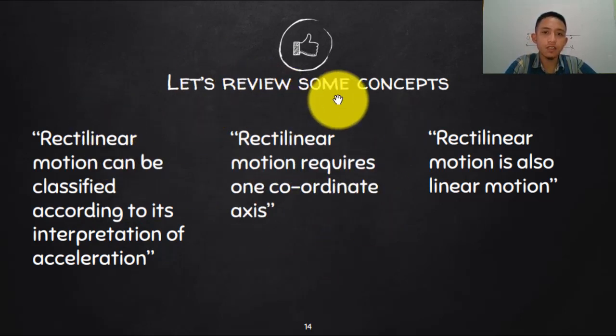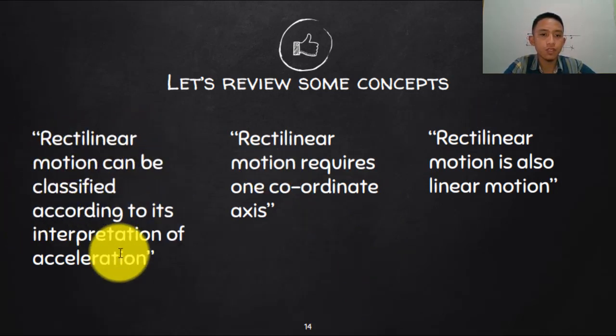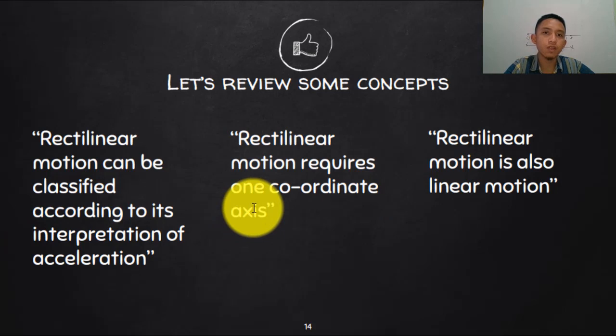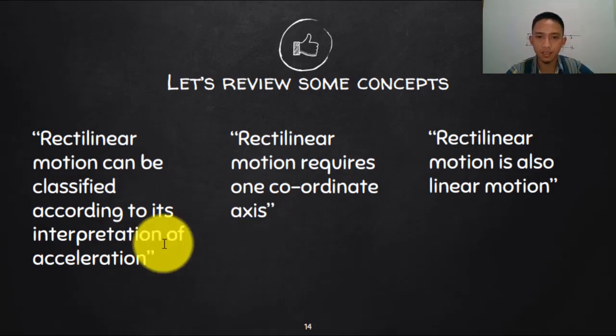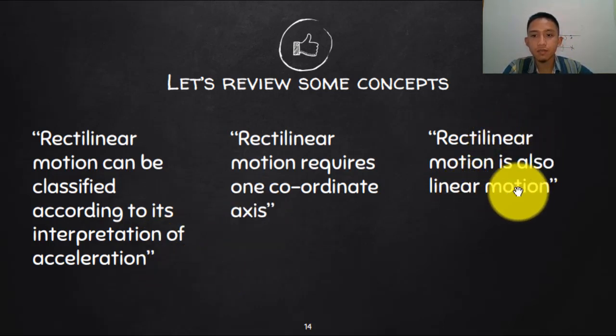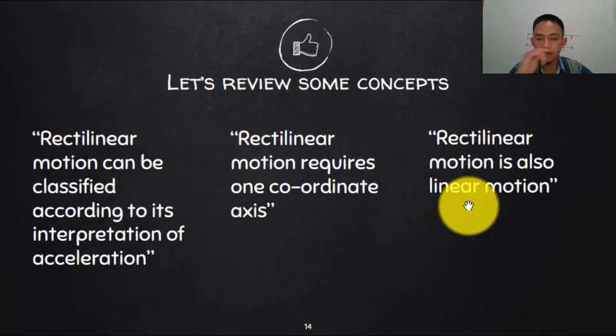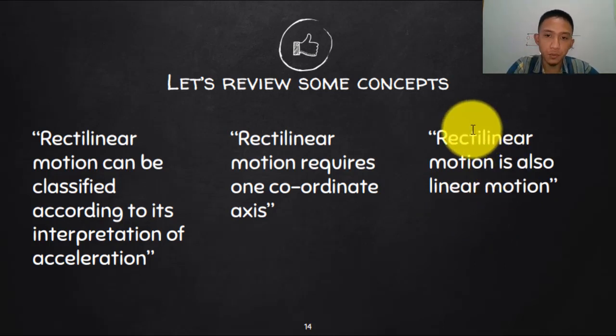So these are the important concepts in your motion, your unit 2. Rectilinear motion can be classified according to its interpretation of acceleration. Yes, it depends on the acceleration. Rectilinear motion requires one coordinate axis. If you say one coordinate, that is just a straight path. It doesn't matter if it's inclined, going that way, this way, or that way. It doesn't matter as long as that is one axis, or just a straight line. Rectilinear motion is also linear motion, which is just another term for rectilinear, because again, that is just following a straight line. So that is your unit 2.